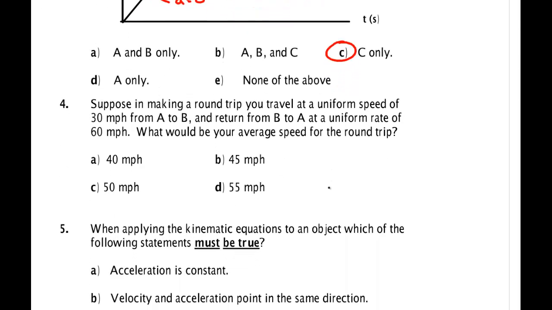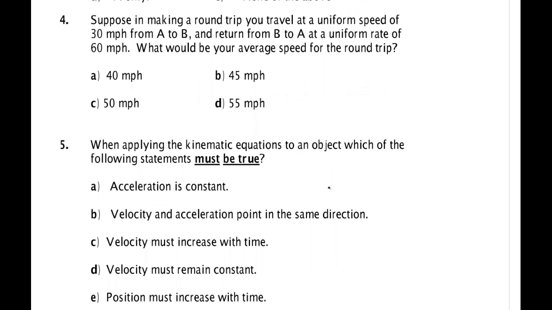On number 4. Suppose in making a round trip, you travel at a uniform speed of 30 miles per hour from A to B, and return from B to A at a uniform rate of 60 miles per hour. What would be your average speed for the round trip? Alright, so we're going from A to B. We're not told the distance. Well, it doesn't really matter. You can make the distance any value you want. The distance is X. It could be anything. I'll just make it 120 miles. So choose anything or work in the symbol X if you prefer. Now it does have to be a number other than 0.